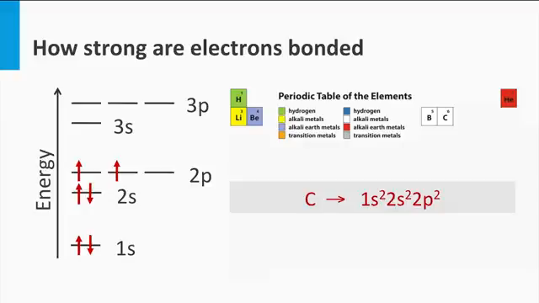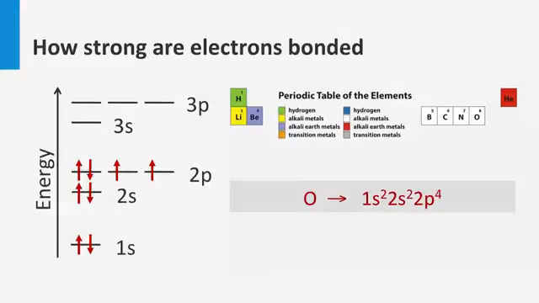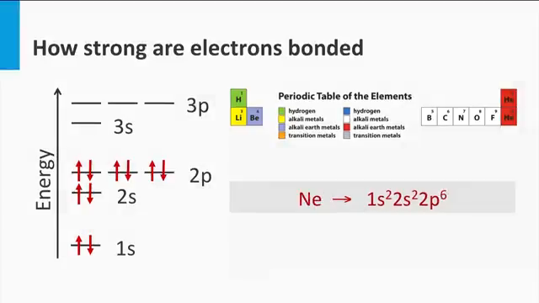The next element is nitrogen. It has 7 electrons in orbit around the nucleus and can fill up to 3 electrons in the 2p state. The next element is oxygen. It has 8 electrons in orbit around the nucleus and can fill up to 4 electrons in the 2p state. Fluorine has 9 electrons in orbit around its nucleus and can fill up to 5 electrons in the 2p states. Neon has 10 electrons in orbit around its nucleus and fills up the 2p fully with 6 electrons.